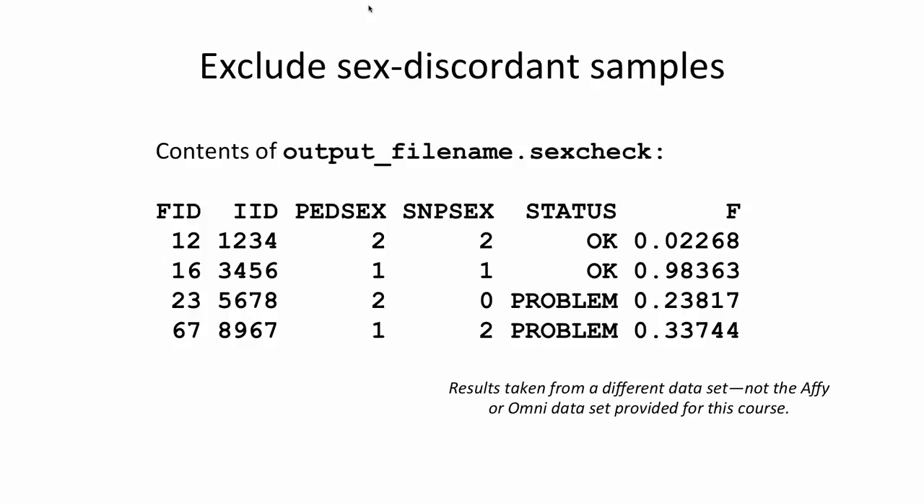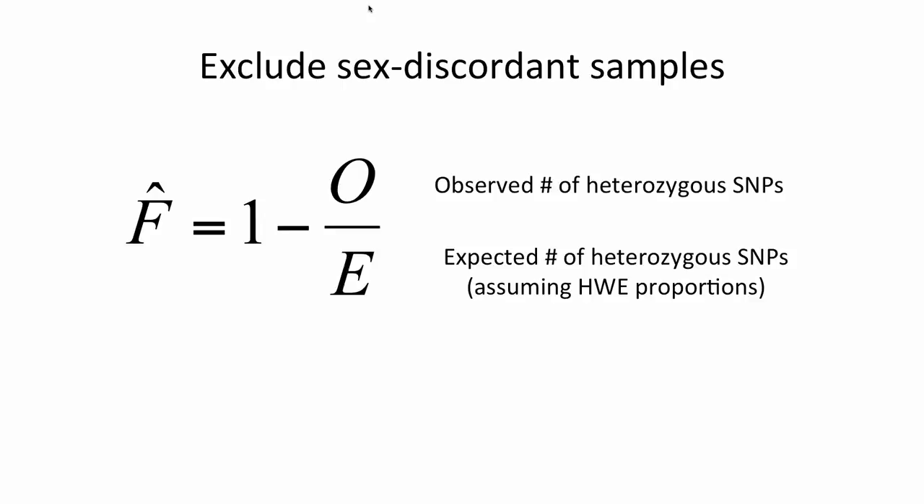This inference is based on an F statistic, which is a measure of homozygosity. The F statistic is a measure of homozygosity for the X chromosome SNPs. Since males have only one copy of the X chromosome, the number of heterozygous SNPs along the X chromosome is near 0, so F should be close to 1. Females have 2 copies, and on average the observed number of heterozygote SNPs should be equal to that expected under Hardy-Weinberg equilibrium. So the F statistic should be close to 0 for most females. F is of course measured with some sampling error, so Plink will flag samples with F greater than 0.8 as male and F smaller than 0.2 as female.